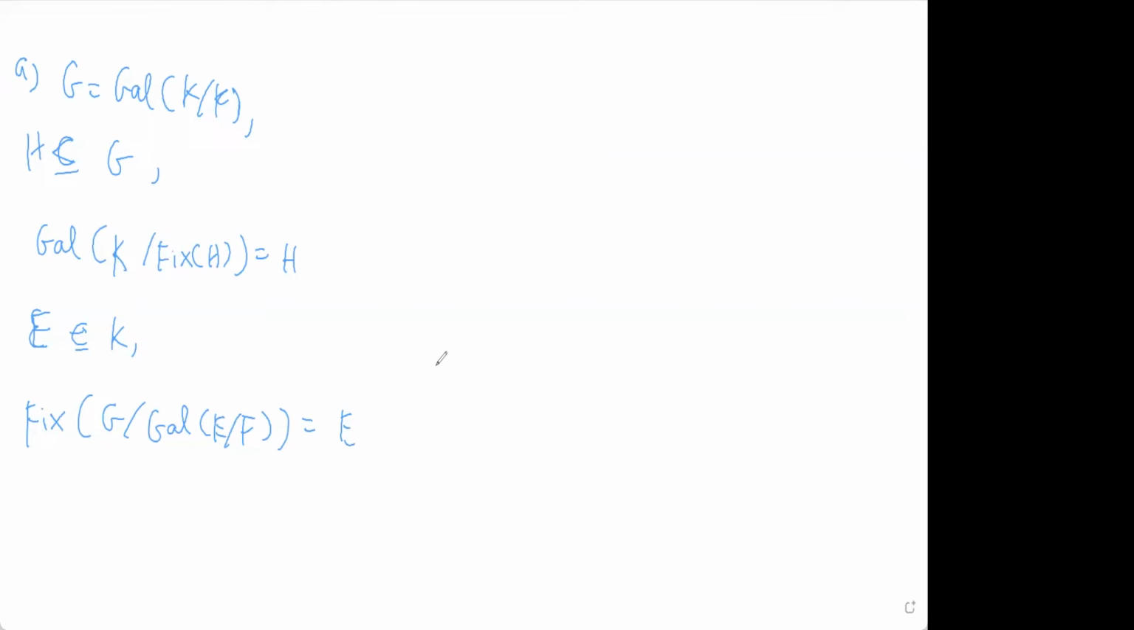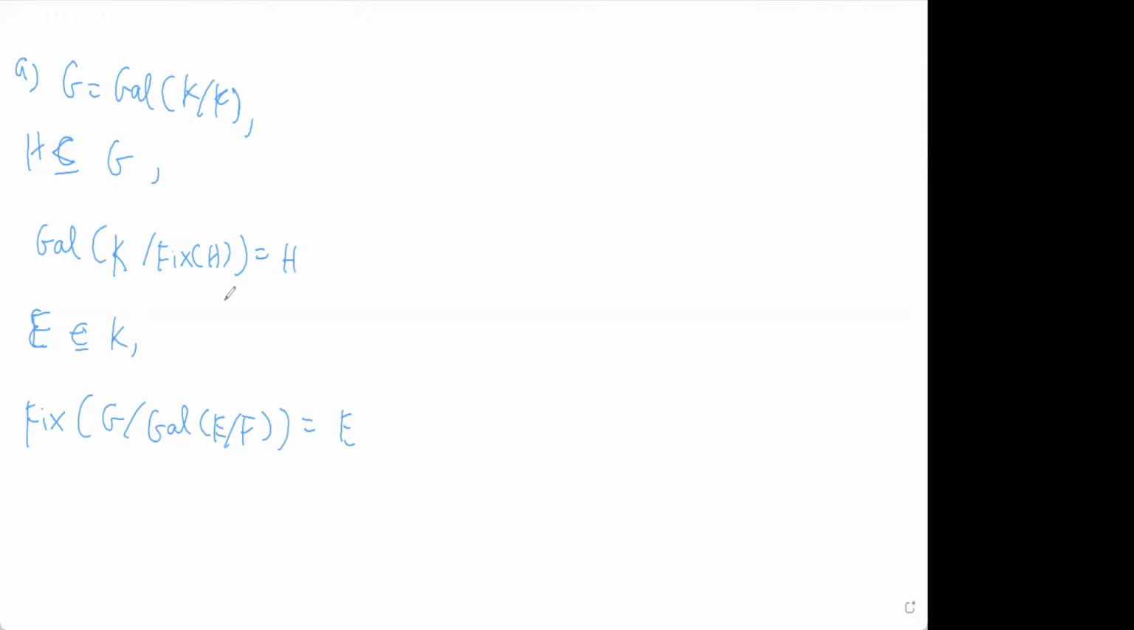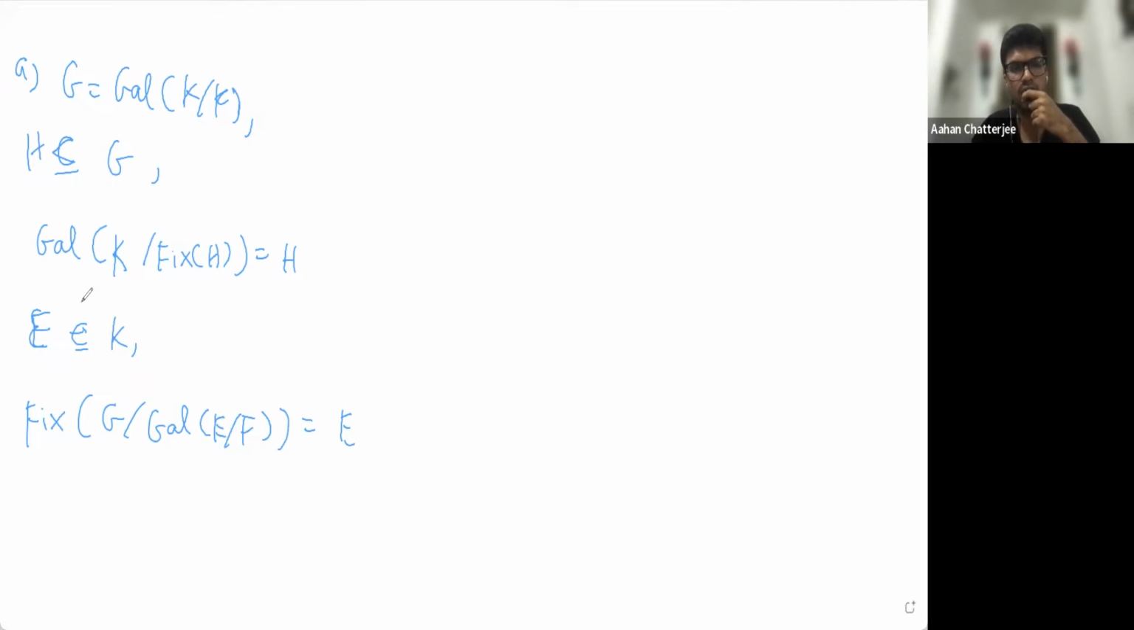Could you also explain all the notation in terms of automorphisms, what they represent? It's very hard to parse them all. Like, Gal of K over Fix of H, does that represent automorphisms that fix H? I understood it in the previous example, but could you tell it in terms of automorphisms what each of these represents? Okay, yeah.